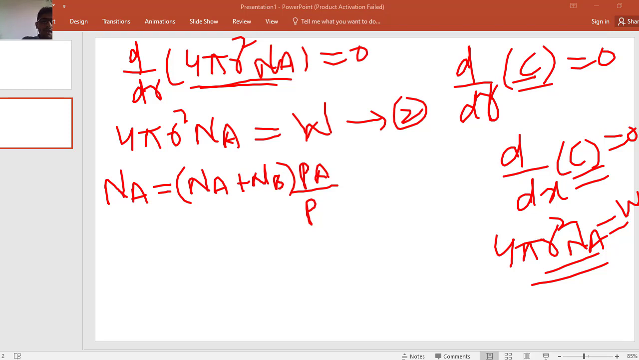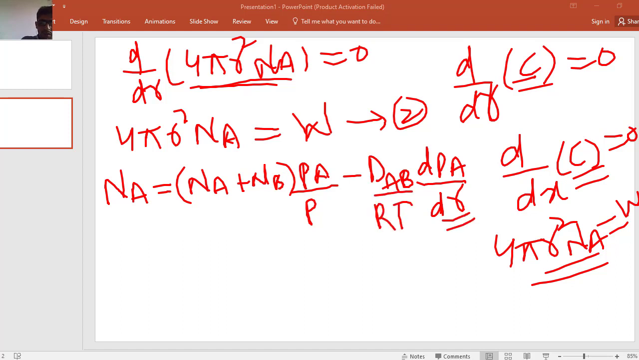So NA is equal to (NA plus NB) into PA divided by P, minus the diffusivity of A, the diffusivity of water molecule into air molecule, into the change in partial pressure of A in the r direction divided by RT.